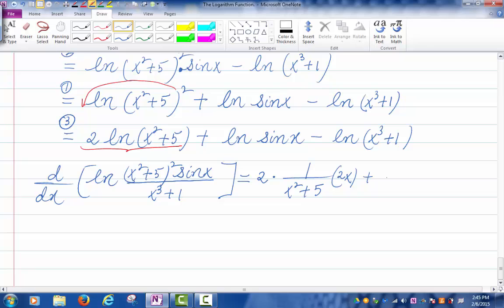Okay, plus, what's the derivative of ln of sine x? Again, if sine x were just x, the derivative would be 1 over sine x. But then I have to multiply by cosine x. And the last one would be 1 over x cubed plus 1 times 3x squared. You guys agree with that?